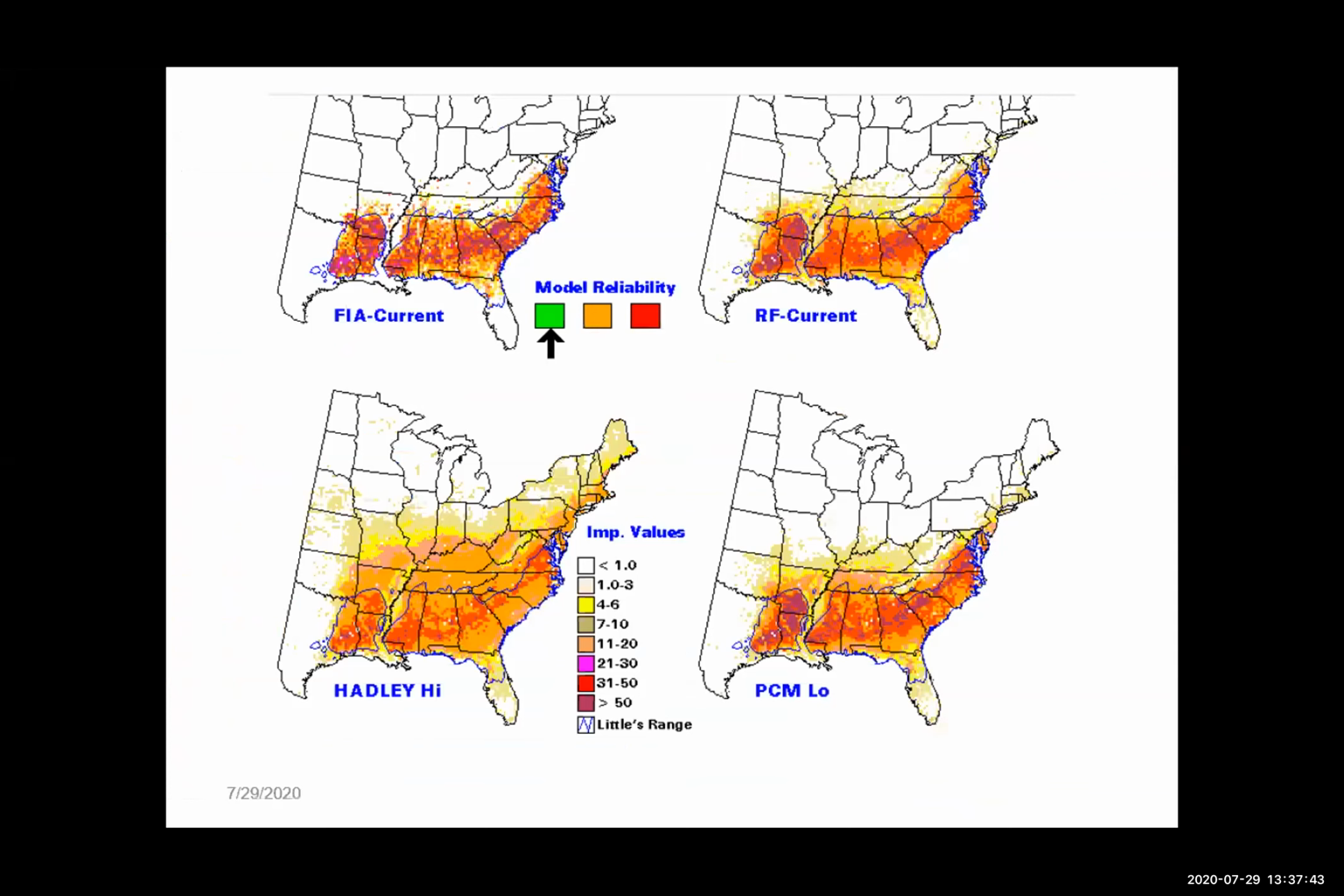And this is just a map to show an example. FIA data is on the left side there. And then Little's range map is the blue line. And it shows under different scenarios how those species shifts may occur in the coming decades. And in some cases, they're fairly significant shifts. I believe this one is for loblolly pine. And you can see the importance value moving up into Kentucky and even Illinois and Indiana.